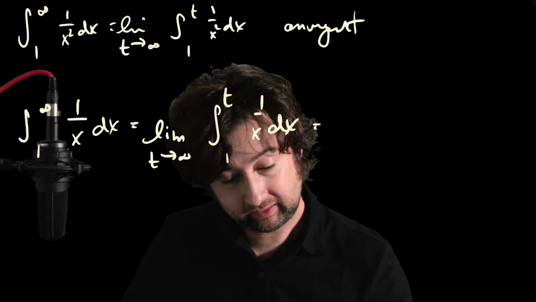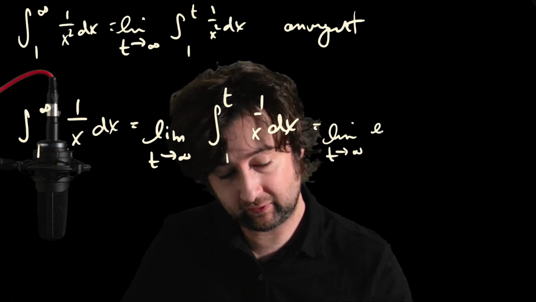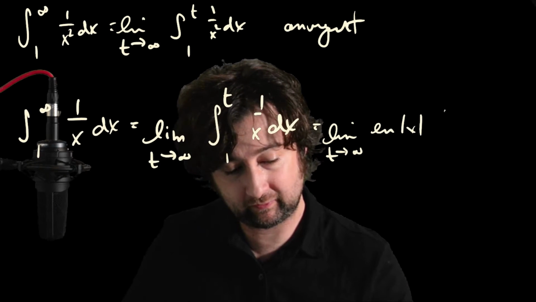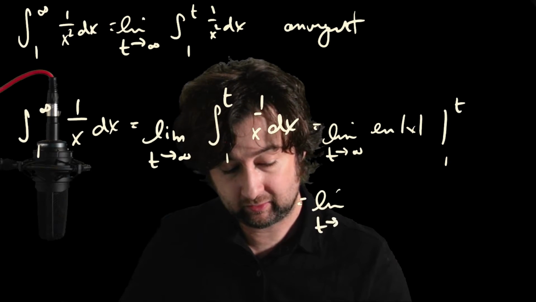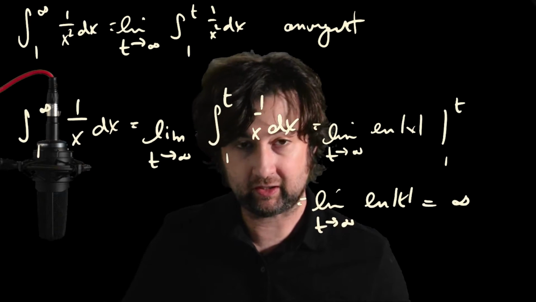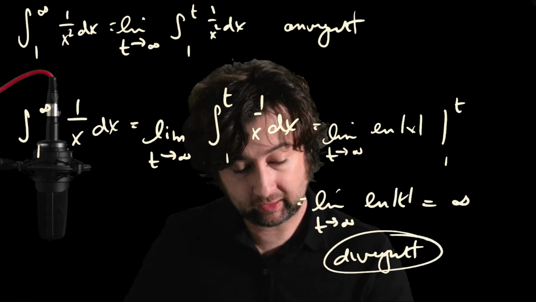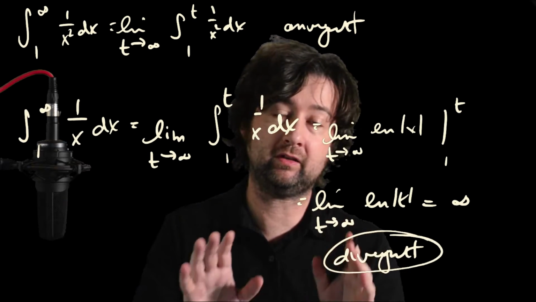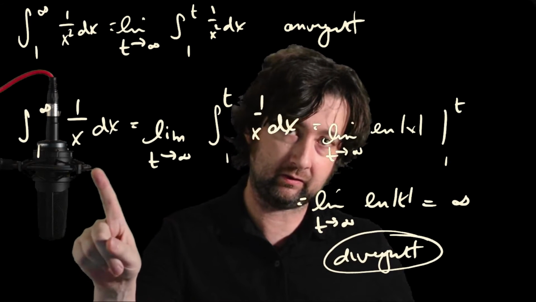Don't do that. Okay, since I have a finite integral here, then that means I can compute with it like regular. This is the limit as t goes to infinity of the natural log of x evaluated from 1 to t, which is the limit as t goes to infinity of the natural log of t, which is infinity. So this is divergent. Since the limit doesn't exist, the integral is said to be divergent. This is not a quantity that makes any sense.